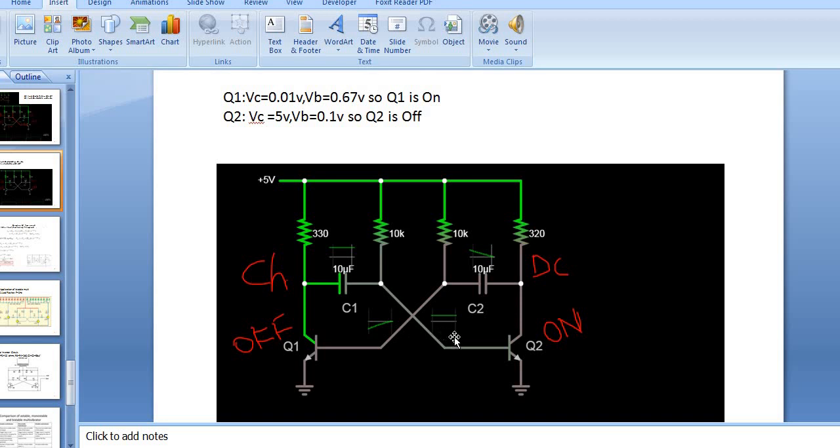Look at here, at the base this capacitor voltage is positive, that's why Q2 is on. At the base, this voltage is negative, that's why Q1 is off.